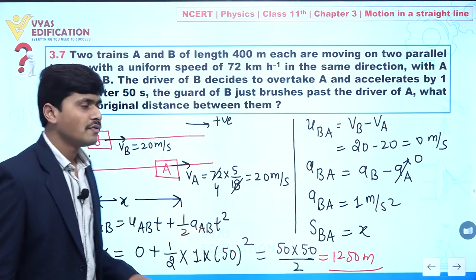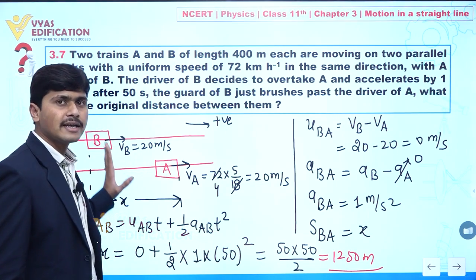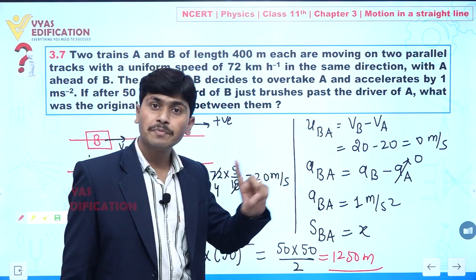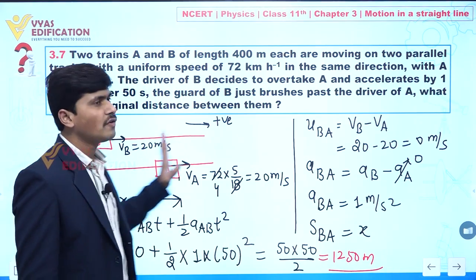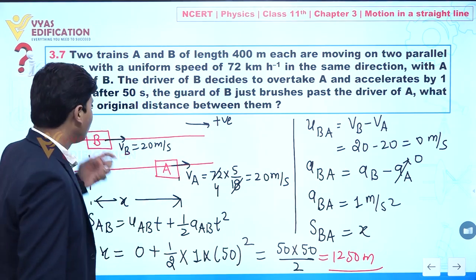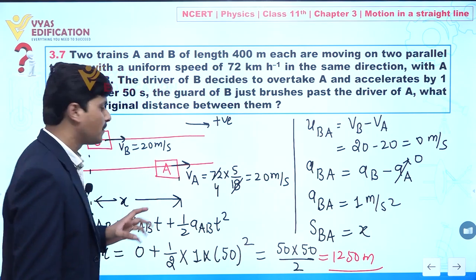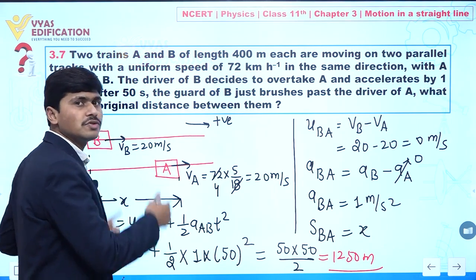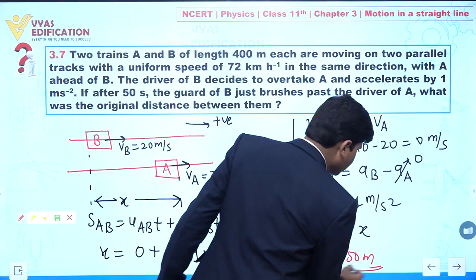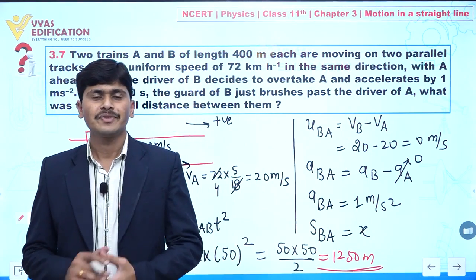Clear? So we can say that when train B accelerated by 1 meter per second square and just overtook train A, at the moment it started accelerating, the distance between these two trains was 1250 meter. Clear to everyone? Yes or no?